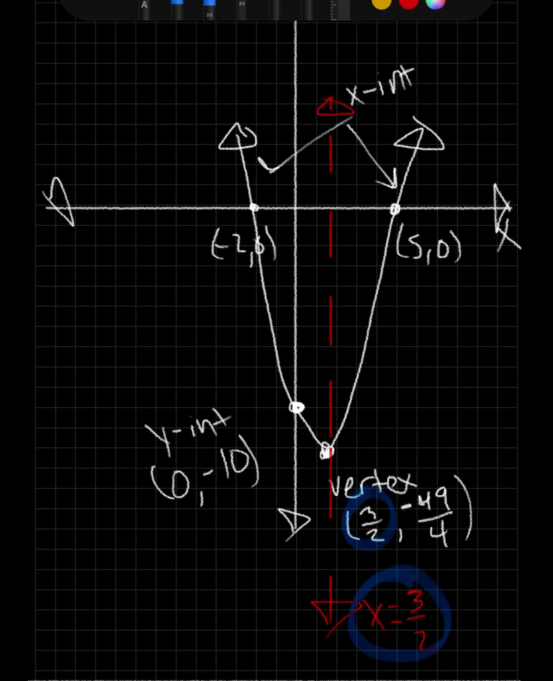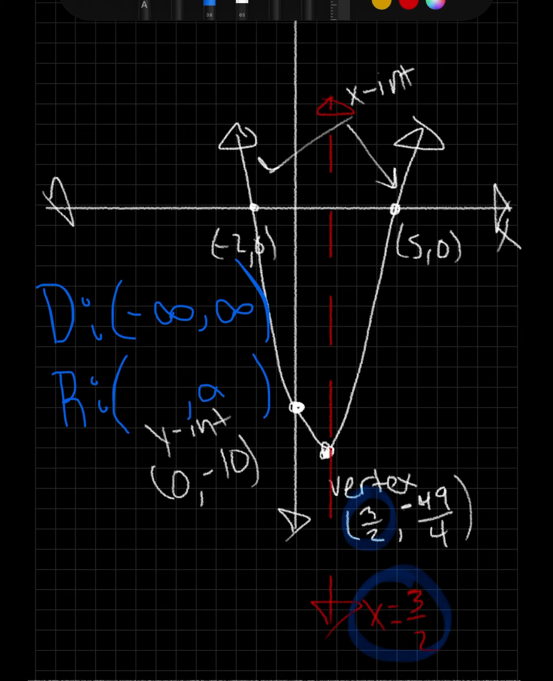So my domain, I know for all parabolas, my domain is negative infinity to infinity. I don't have to read anything. I just know any x value is okay. Now my range, I know my parabola is opening up, so I'm going to go towards positive infinity. I need a bracket here. Tell me why in the comments.